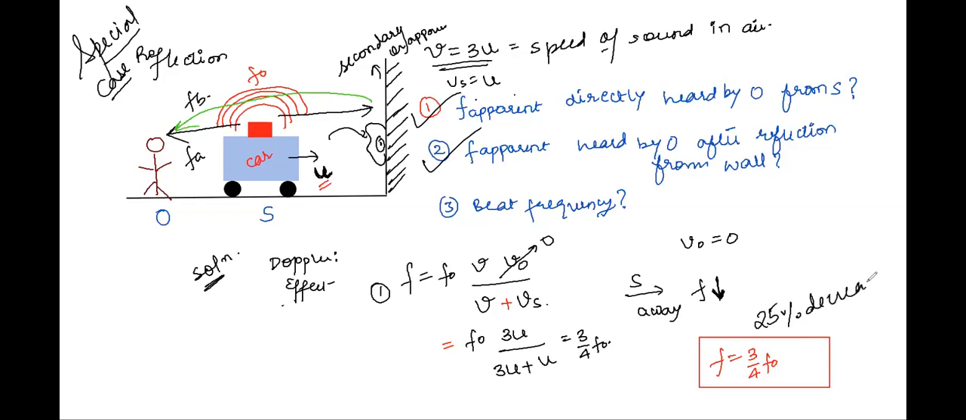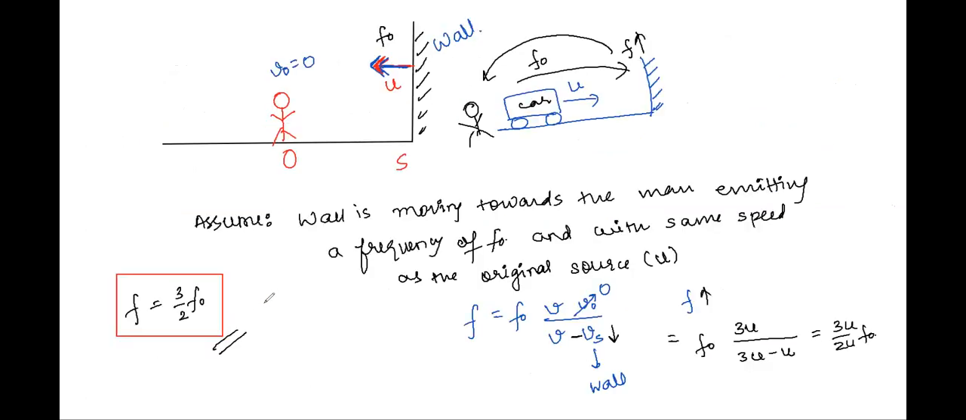Easy to understand that? The decrease by F by 4 whole by the original frequency into 100. Correct? Now, what about the second case? Here, how much percentage increase is there?